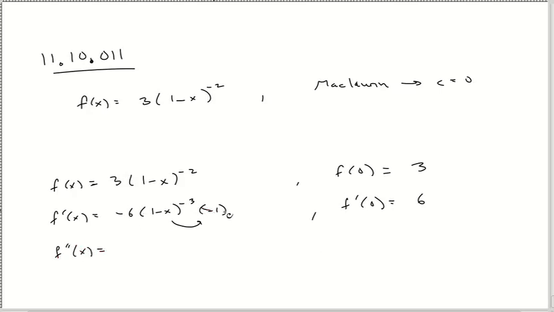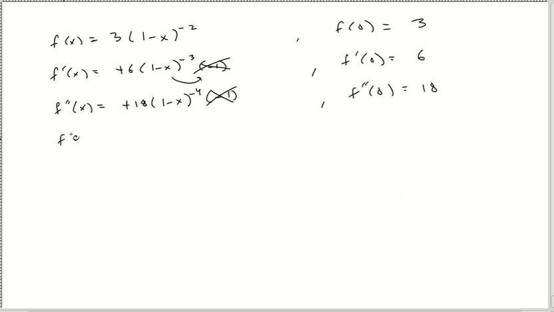Again, this is a positive 6. So now the derivative of this, the negative 3 comes to the front. 3 times 6 is 18. Now it's a negative 4, and again, the derivative of the inside. 2 negatives make a positive, though. When I plug in my 0, I get 18. This is not terribly hard. It's just kind of repetitive. We've already seen this.